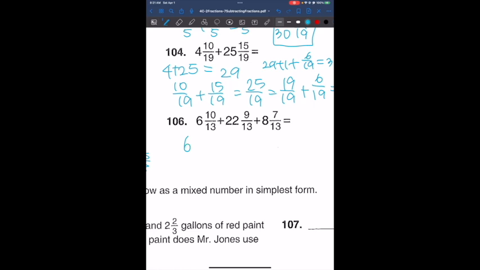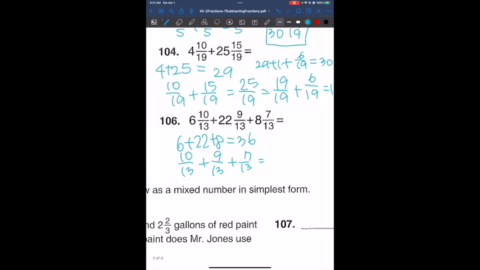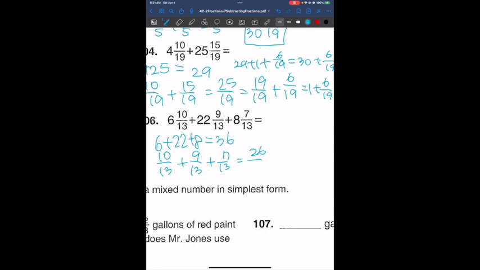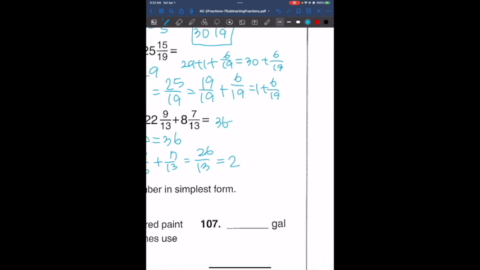And so again, we're going to start by adding the whole numbers together. So we get 36, then we add the fractions together. And that gives us 26 over 13, which is 2. So we're going to add 36 plus 2, which gives us 38.